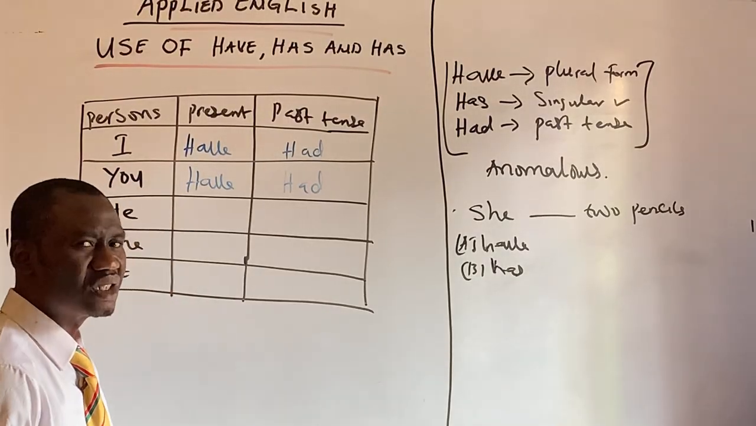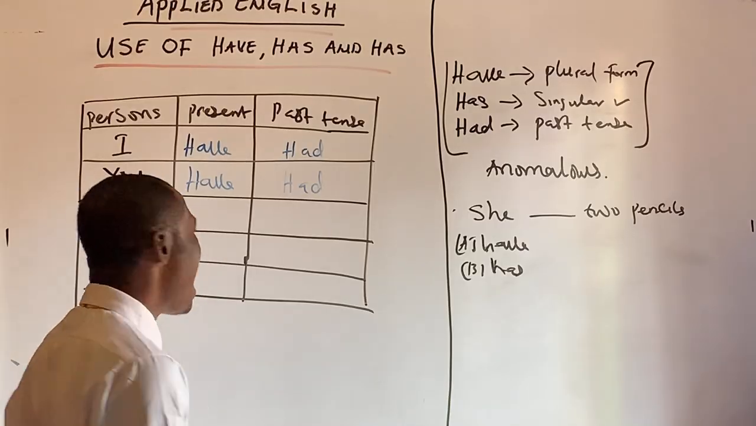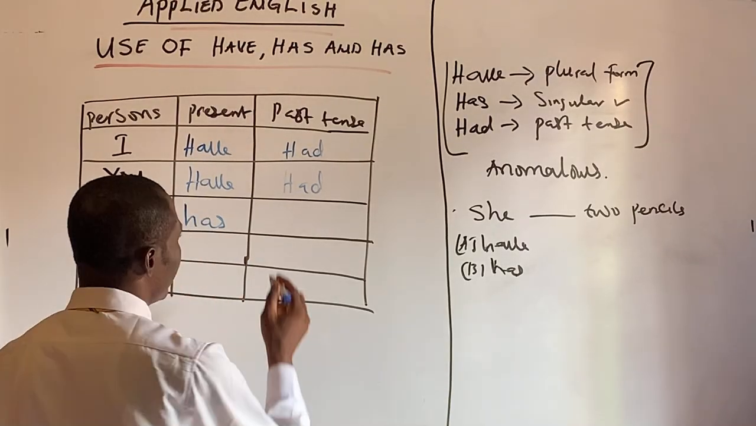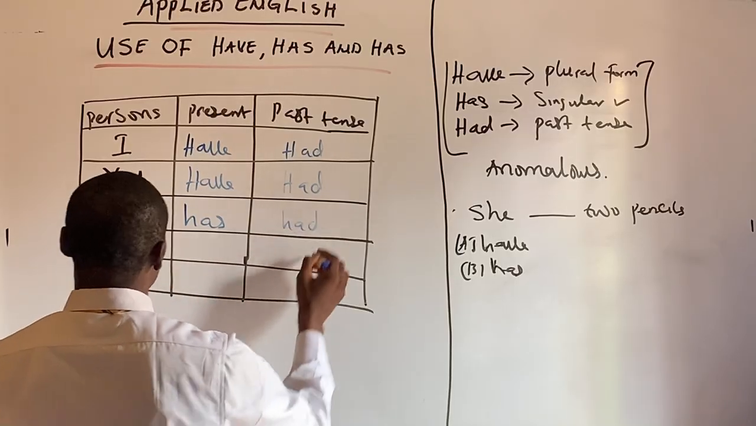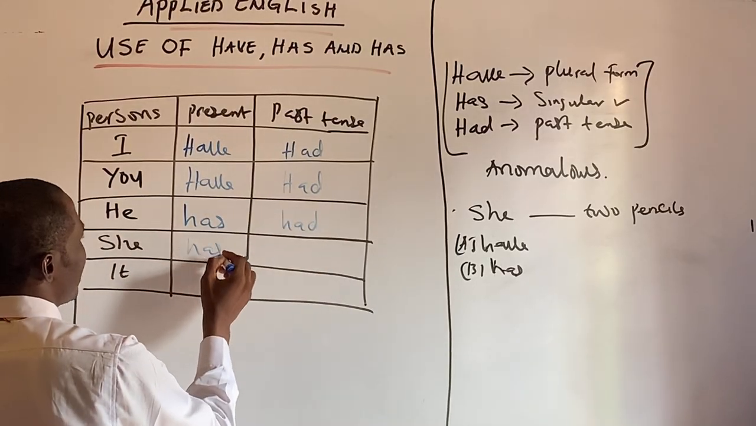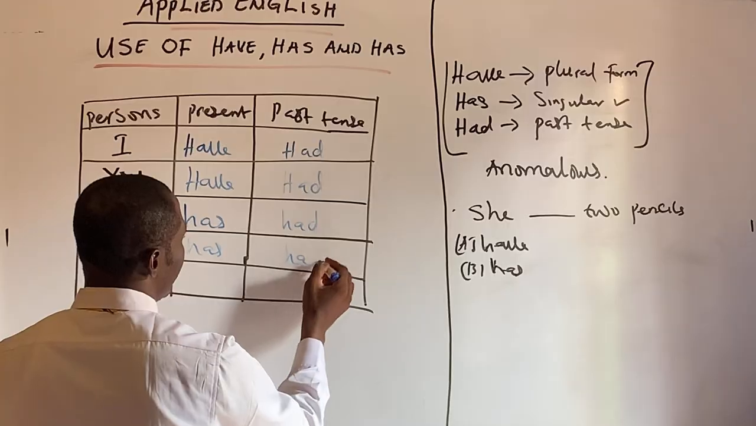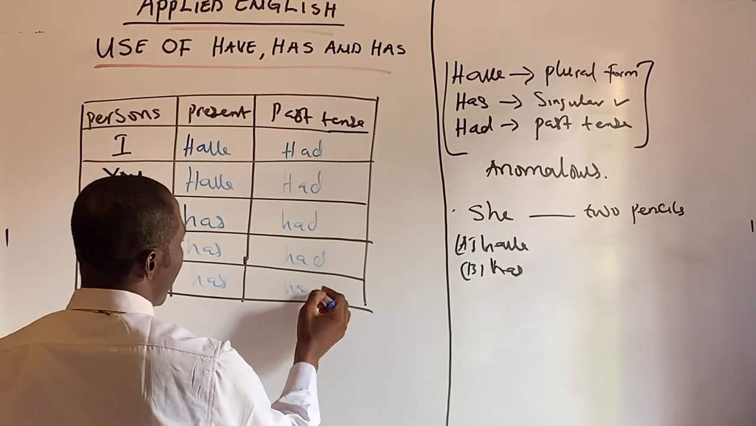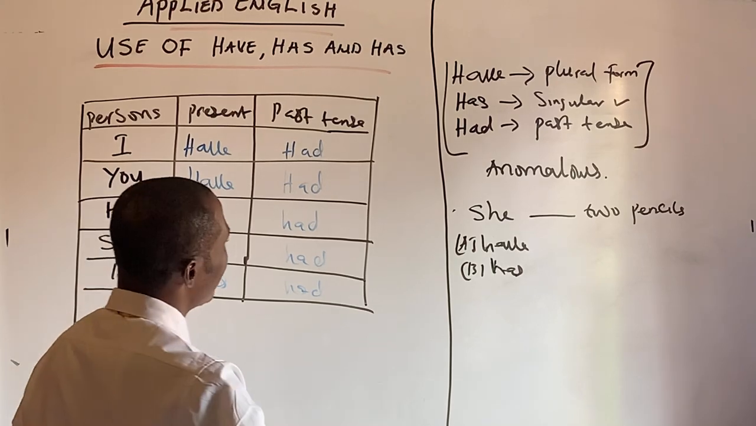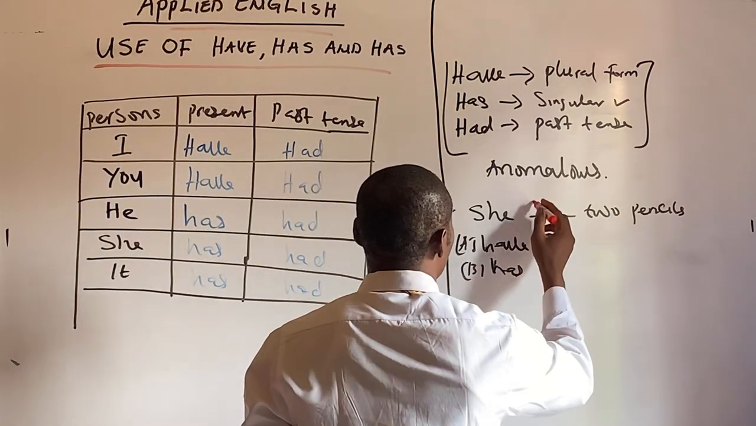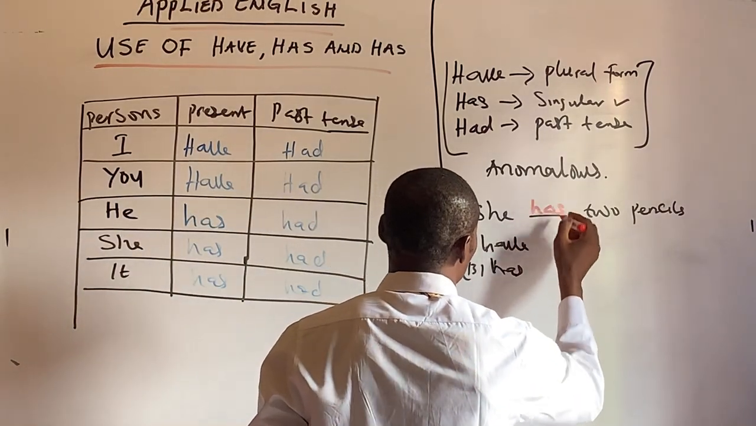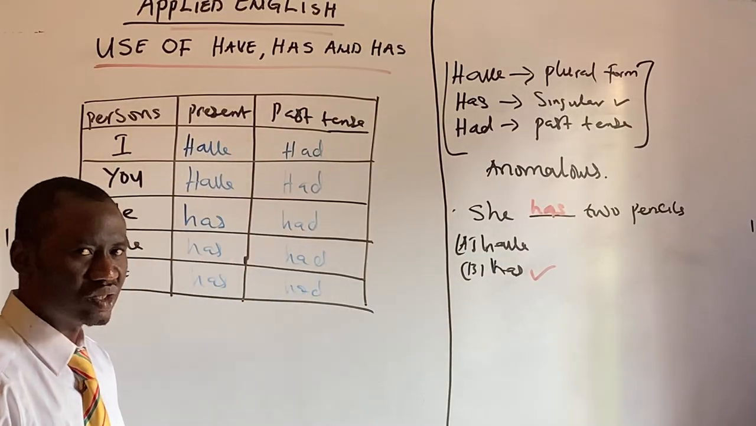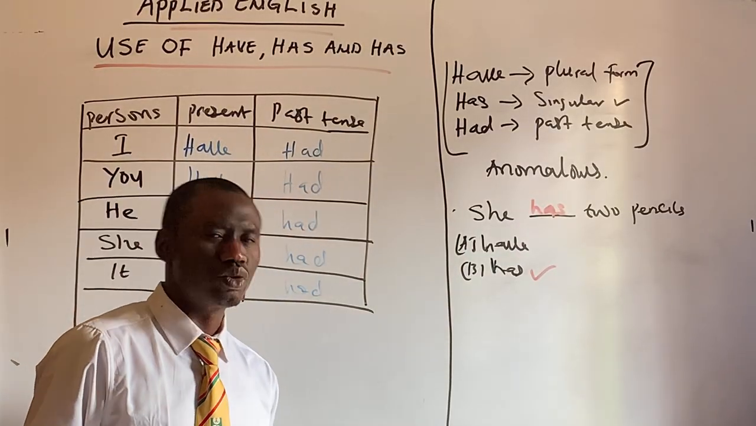For the third person singular subject, you use has. So he has, and the past tense is had. So she has, and the past tense is had. Then it has, and the past tense is had. Of course, the correct answer will be she has 2 pencils, not she have 2 pencils.